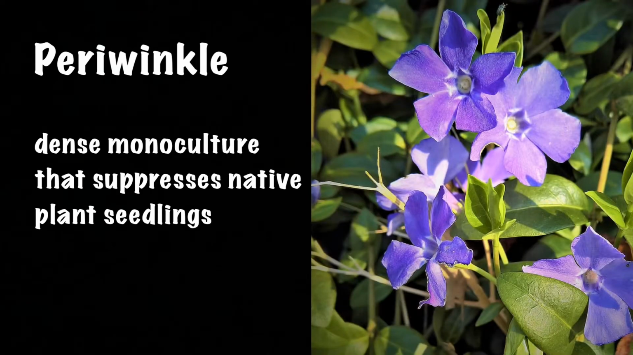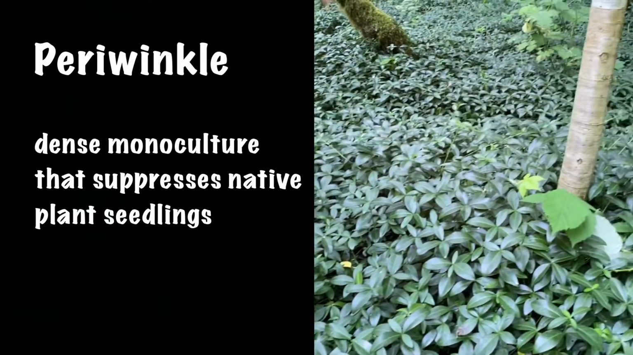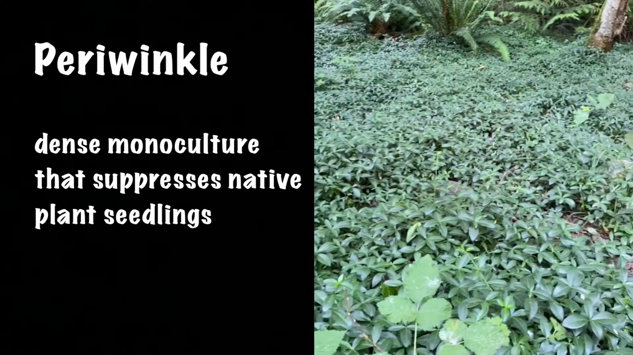Even something as cute as common periwinkle can become a serious invasive. Periwinkle is a small evergreen plant with showy white or purple flowers. This invasive plant is capable of forming dense mats, which suppress native plant species from growing and seedlings from developing.